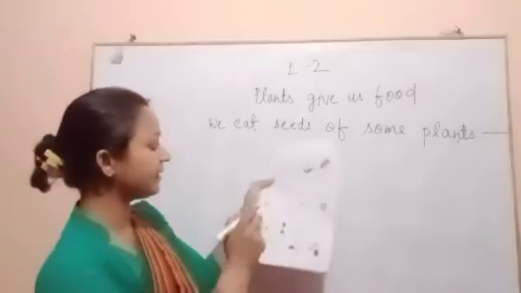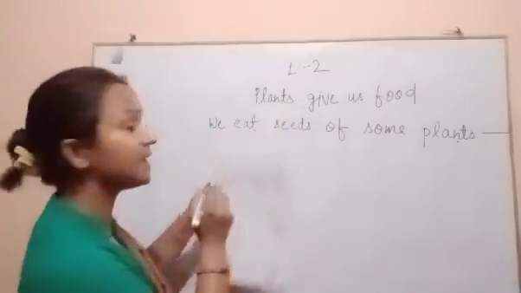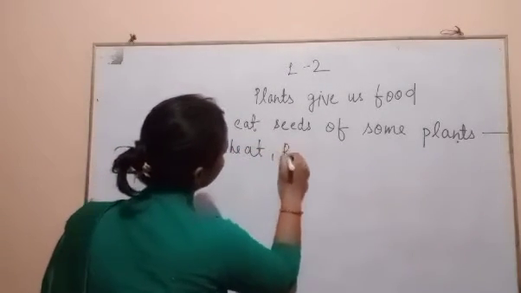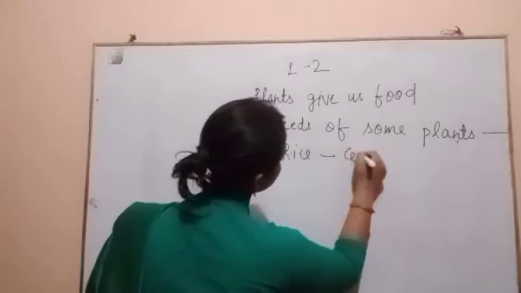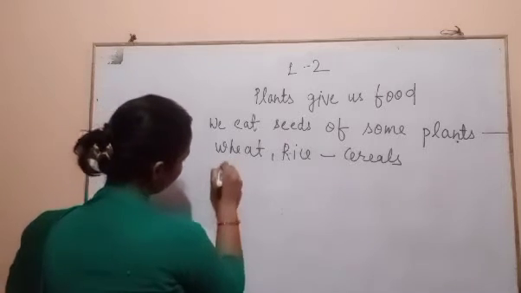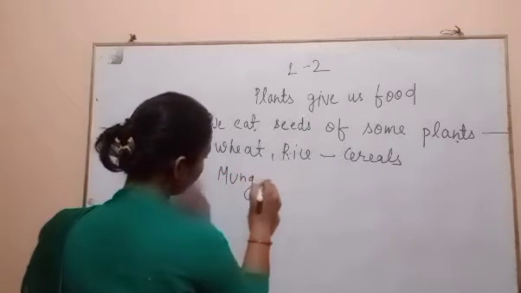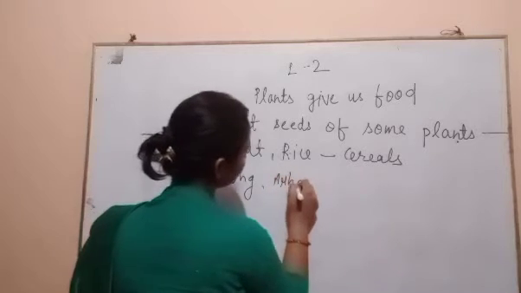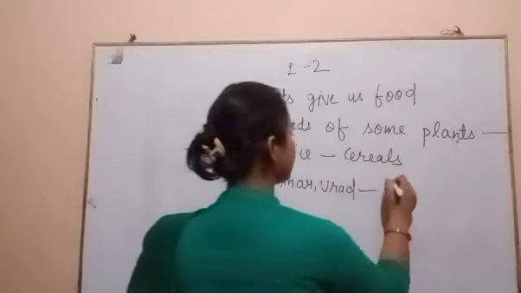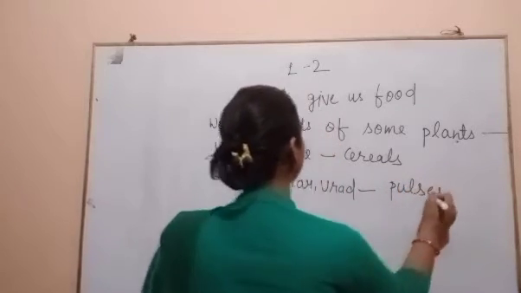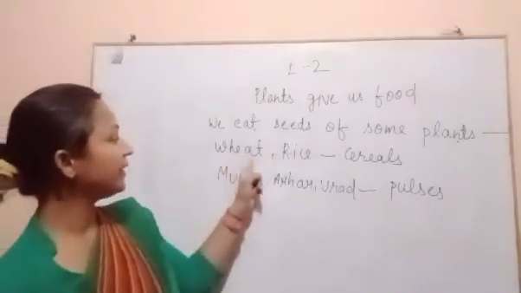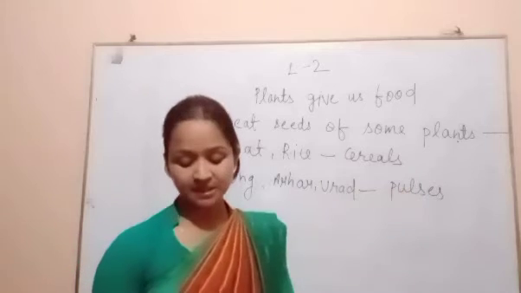In the diagram it is given that wheat and rice are the cereals. Moong, arhar, urad come under the pulses. Wheat, rice and maize are the cereals.